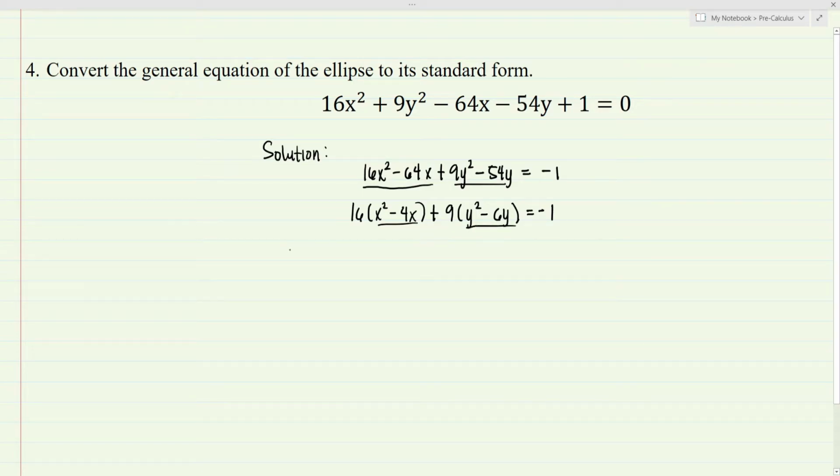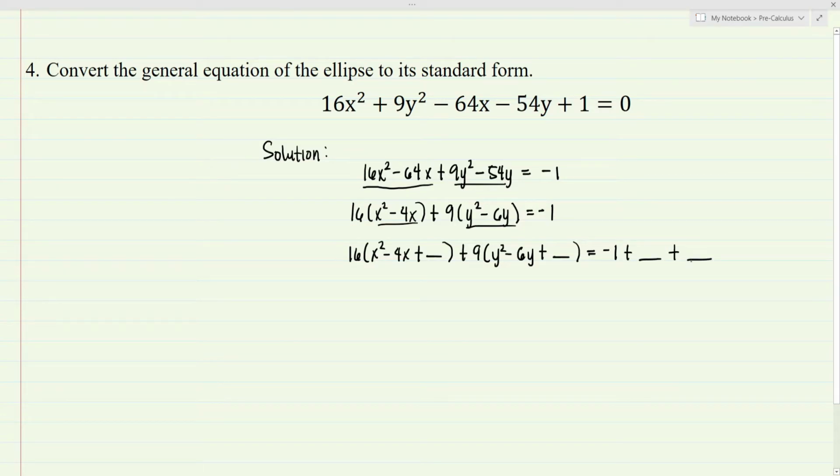And to do that, we'd have to supply that one a constant term. So we'll have here 16 multiplied by x squared minus 4x plus the constant term, plus 9 times y squared minus 6y plus the constant term, then equal to negative 1. Then whatever you add on the left side must also be added on the right side. So I will have here the two constant terms.